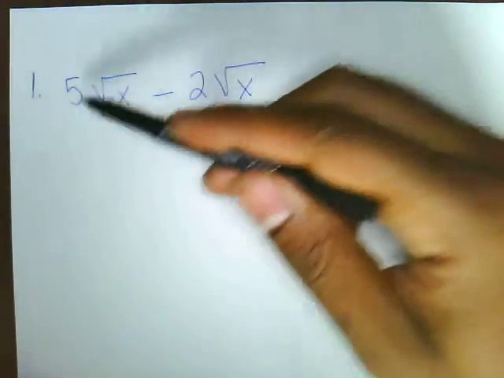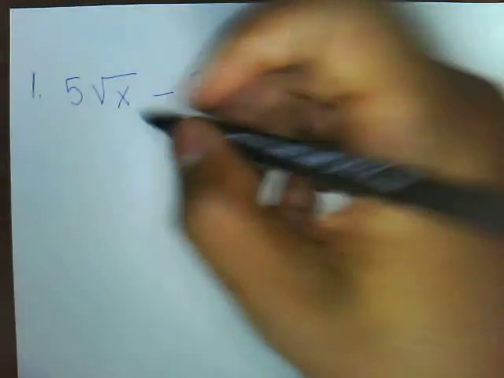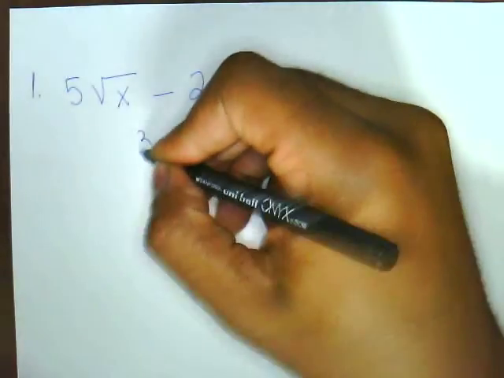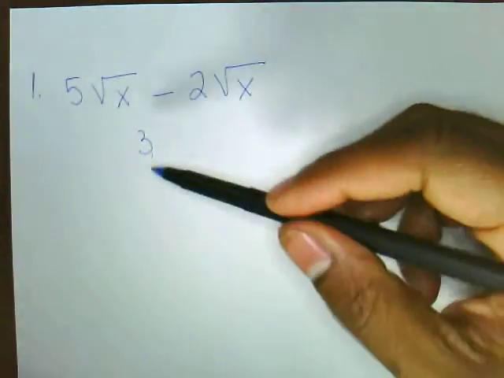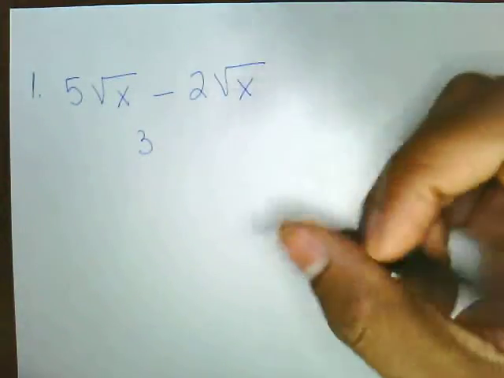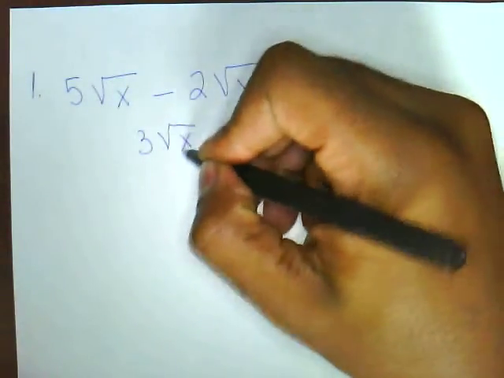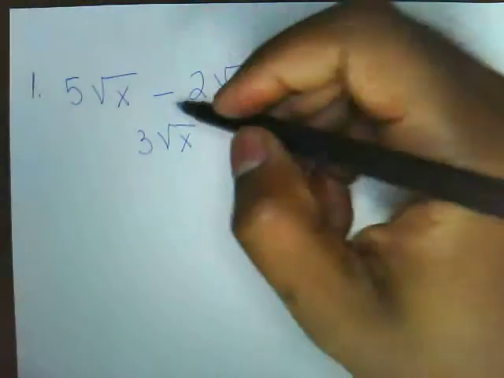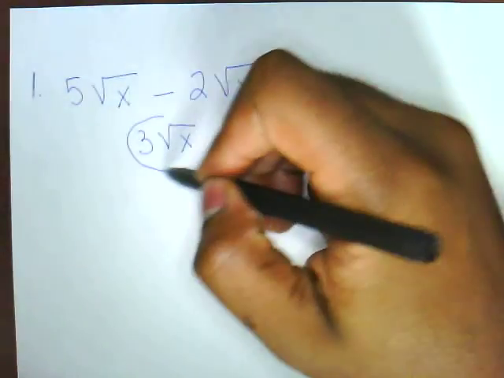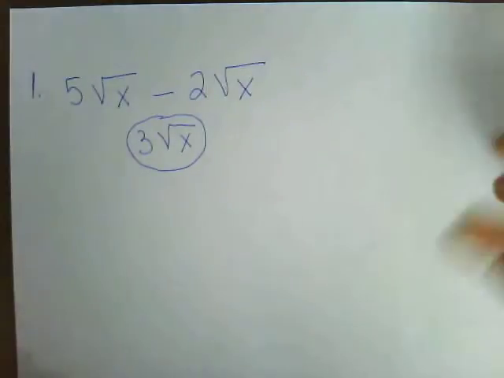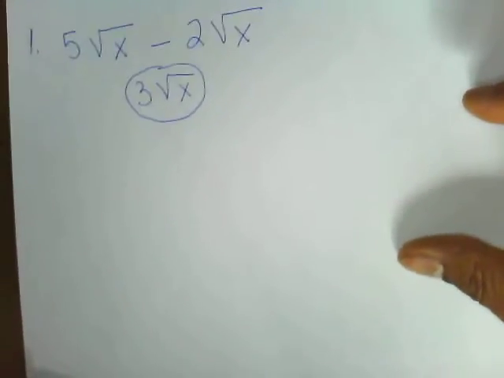So we have 5 minus 2 equals 3. And again, we keep our radicand the same. So our answer is simply 3 radical x. Now let's move to number 2.